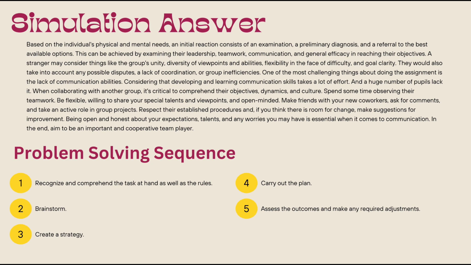This can be achieved by examining their leadership, teamwork, communications, and general efficiency in reaching their objective. A stranger may consider things like the group unity, diversity of viewpoint and abilities, flexibility in the face of difficulty, and goal clarity. They will also take into account any possible disputes, a lack of coordination, or group inefficiency.